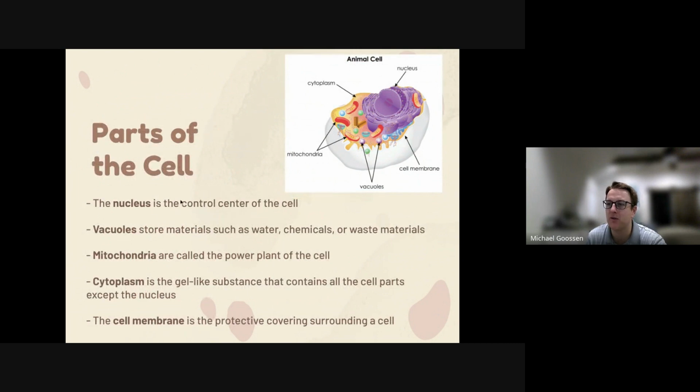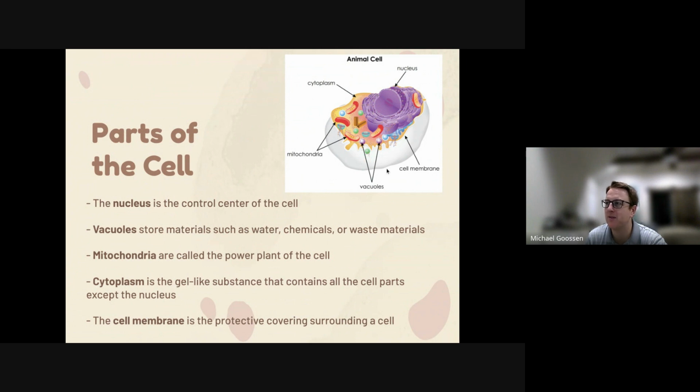Let's look at the main parts of the cell here. So the nucleus is like the brain of the cell. It's the control center. Vacuoles store materials such as water, chemicals, or waste. Mitochondria are called the power plant of the cell. They help make energy for the cell.